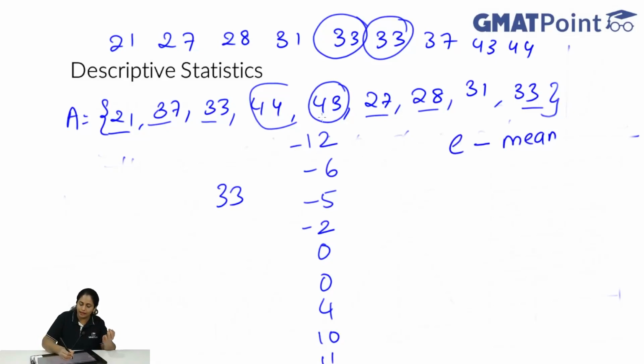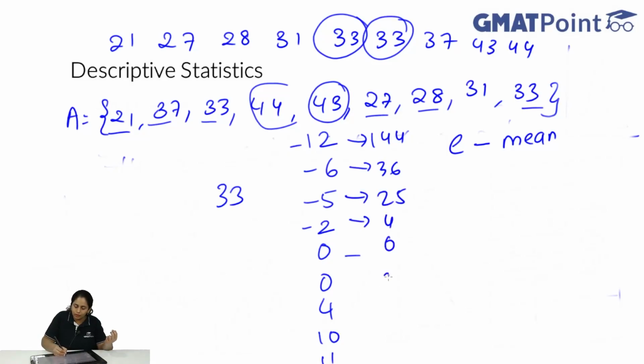This is the value that I have calculated for each element in the set. Now if I take the square of it, I'll get 144, this is 36, this is 25, this is 4, this is 0, 0, 1600, 121. If I add it all up and divide by 9, I basically get an average variation, or square of difference, from the mean. If I take a square root of it, I get the standard deviation.